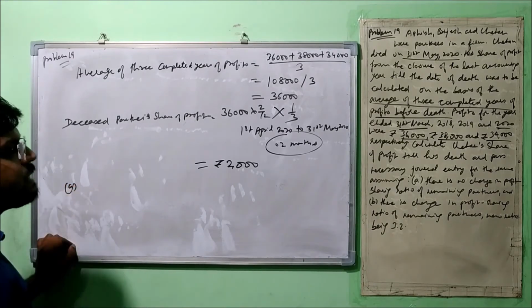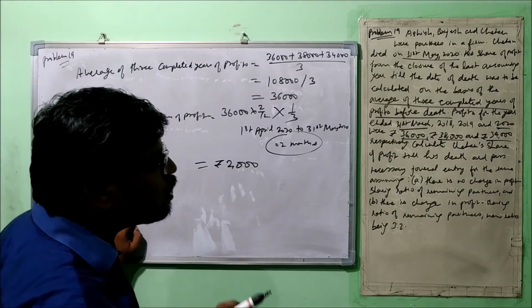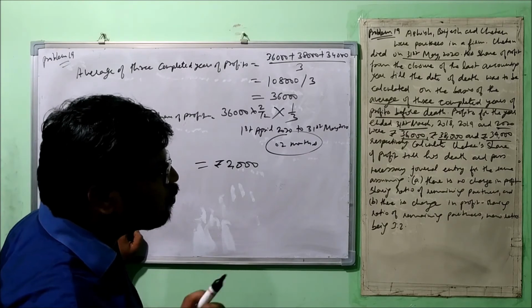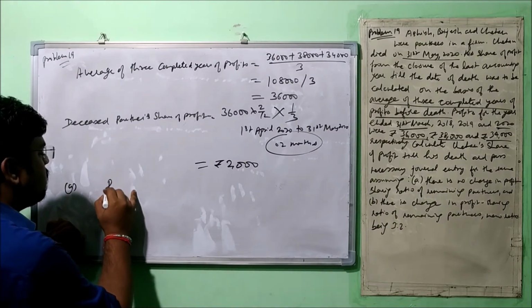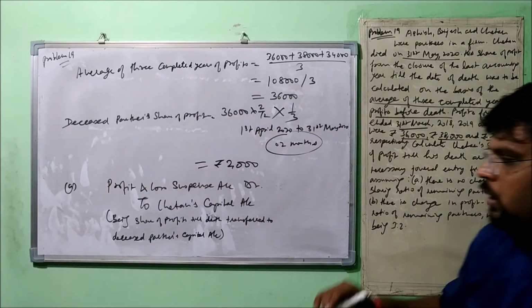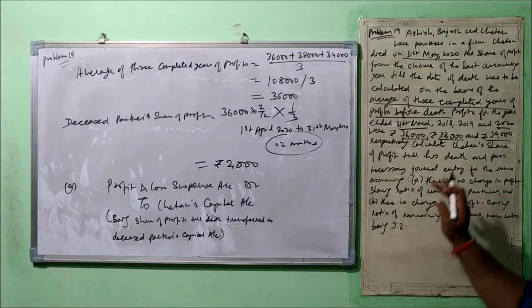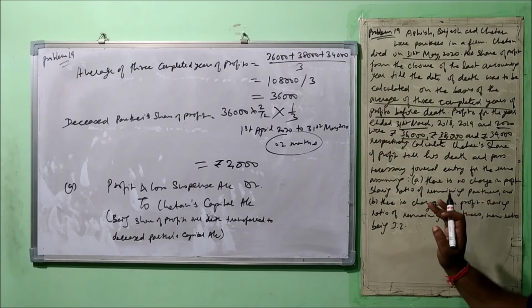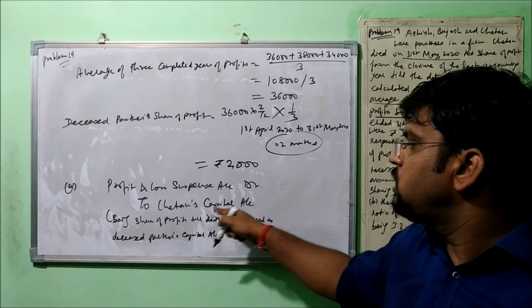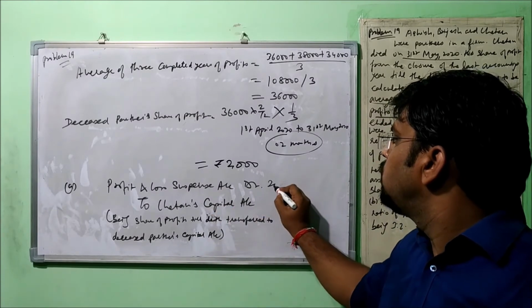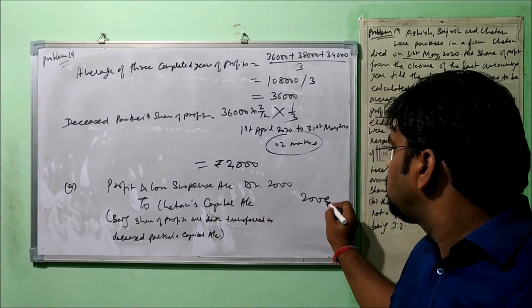Very first, in case A, when there is no change in profit sharing ratio of remaining partners. So in that case, what journal entry will we be passing? Have a look here. In first case, when continuing partners do not change their profit sharing ratio, what entry will be passed? Profit and loss suspense account debit to Chetan's capital account. The amount will be 2,000. Fine.